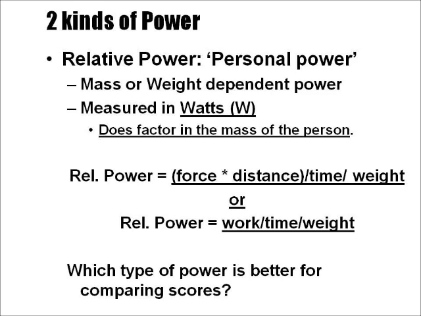The second kind of power is relative power, also known as personal power. It is mass or weight dependent power, also measured in watts. It does factor in the mass of the person. The relative power equation is force times distance over time over weight, or work over time over weight. Which type of power is better for comparing scores? Obviously that's going to be relative, because you take the size of each individual person into account.